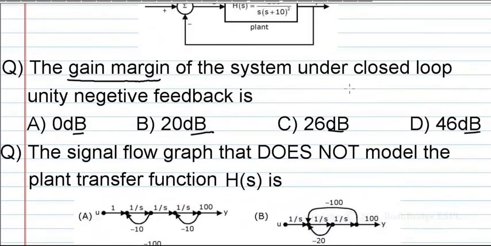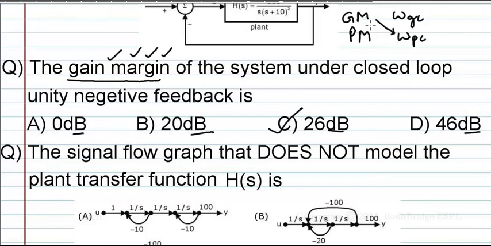Therefore 26 dB is the correct answer. Therefore C is the correct option. Now always practice these questions because it is very important. Gain margin, phase margin, gain crossover frequency, phase crossover frequency.